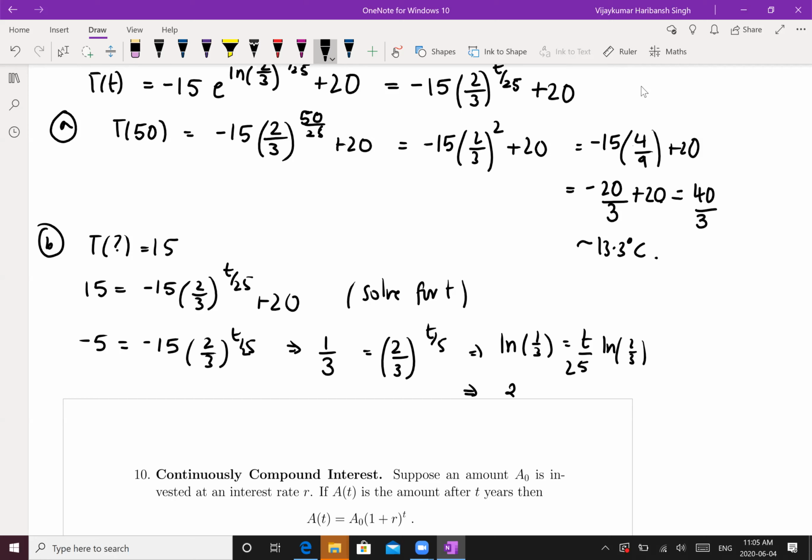So this is T by 25. So you get 25 times ln of 1 by 3 divided by ln of 2 by 3, and that is equal to your T. Then it turns out, if we do the simplification, it comes to 67.74, and it's measured in minutes.